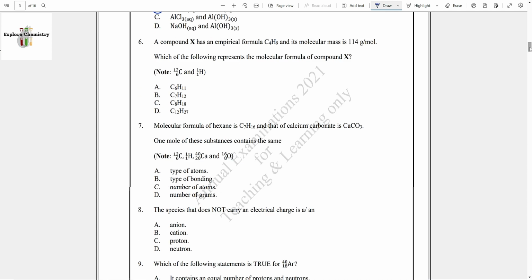Next question, compound X has an empirical formula C4H9 and its molecular mass is 114. Find out the molecular formula. To find out the molecular formula, we have a formula. Molecular formula is equal to empirical formula multiplied by n, where n is a whole number. We have to multiply the given empirical formula with a whole number, and to find this whole number we have another formula, that is molecular mass, which will always be given in the question, divided by empirical formula mass.